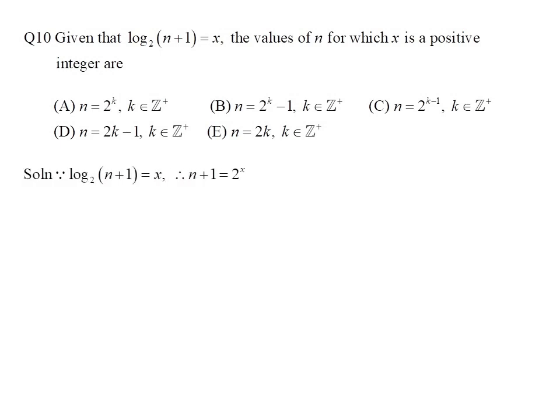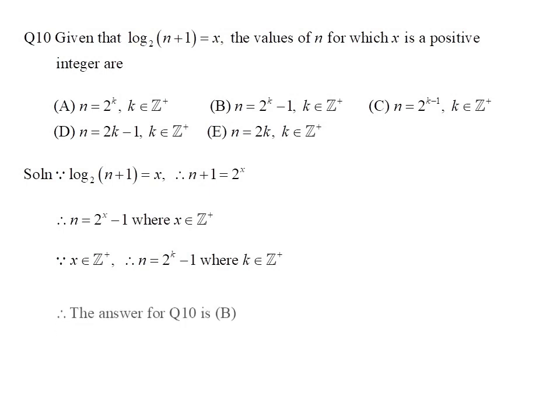Since logarithm base 2 of (n plus 1) equals x, then n equals 2 to the x minus 1. Since x is a positive integer, n equals 2 to the x minus 1 is also a positive integer. Therefore, according to the 5 given choices, the correct answer for question 10 is B.